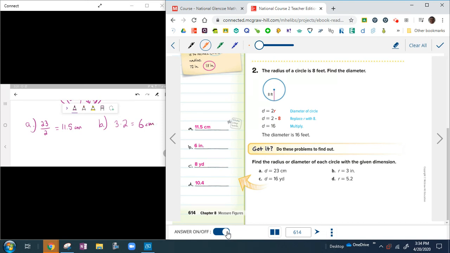And then part C, you have 16, and you divide that by 2 since it's the diameter and get the radius of 8. And then D, you would say, oh, they gave me the radius of 5.2, so I'm going to multiply that by 2 to get the diameter, which gives me 10.4 centimeters. Now, no unit was given, so I can't really give a unit for my answer. All right, so just 10.4, or you could write units, I guess.